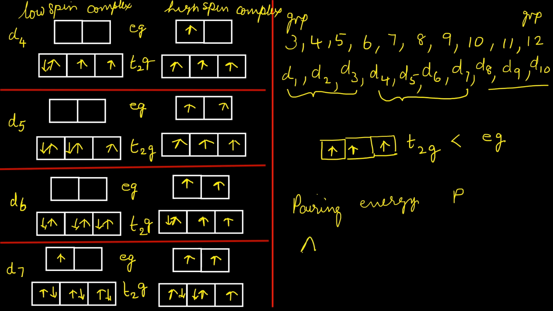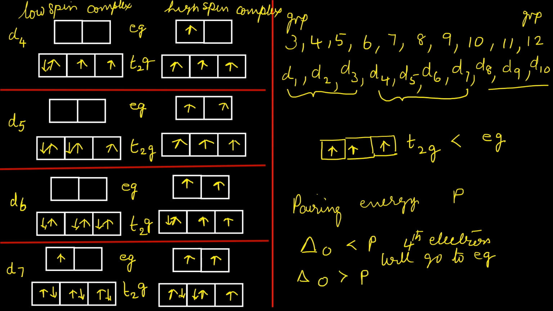In the case of octahedral complexes, if the crystal field stabilizing energy is less than pairing energy, then there won't be pairing. The fourth electron will move to the Eg orbital, resulting in high spin complexes. Whereas, if the crystal field stabilizing energy is greater than pairing energy, then pairing occurs and low spin complexes result.